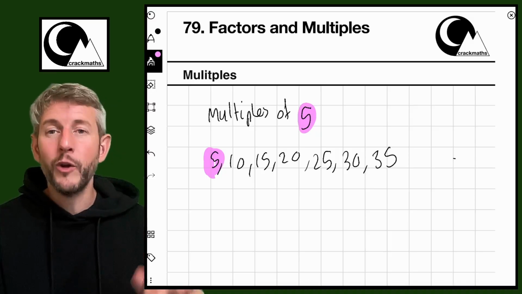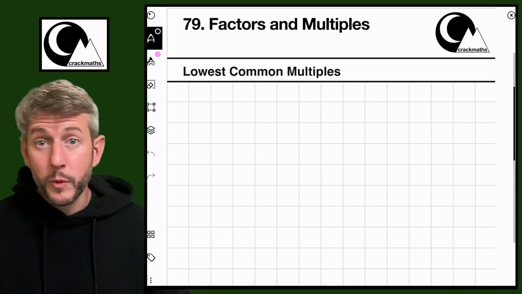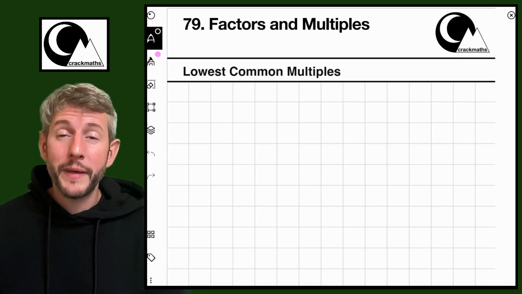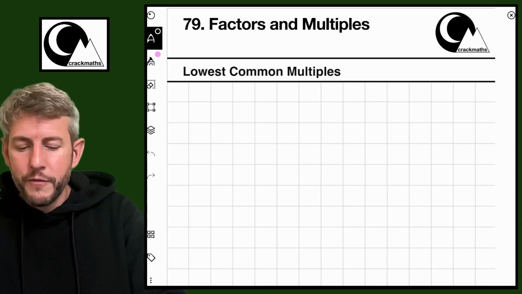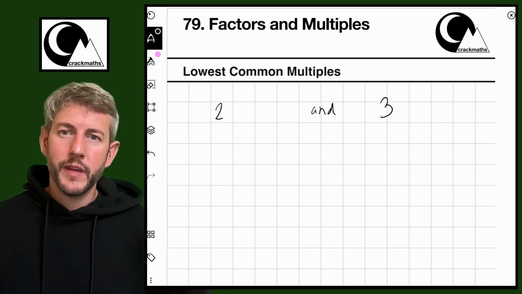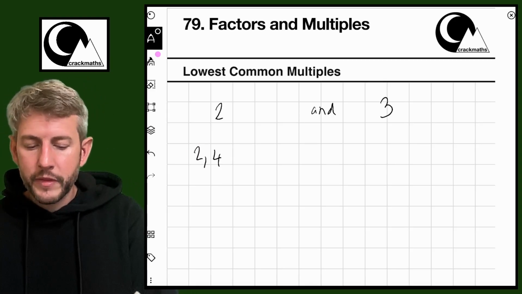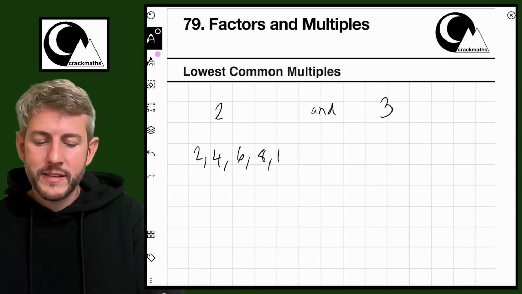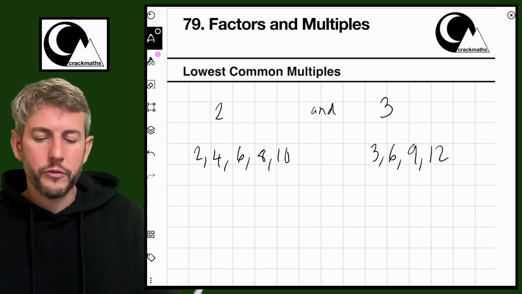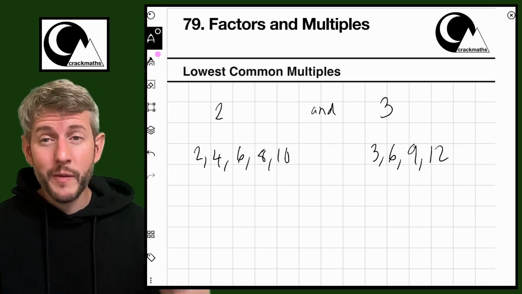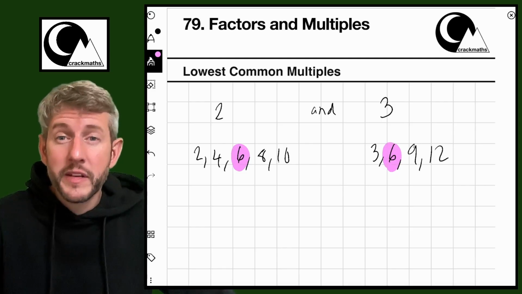Right, let's now look at this thing called lowest common multiples. So lowest common multiple is the first multiple that appears for 2 different numbers. So we're going to need 2 numbers here. So let's go for 2 and 3. And then what we need to do is we list the multiples of each number. So for 2, we're going to have 2, 4, 6, 8, 10. For 3, we're going to have 3, 6, 9, 12. And then the lowest common multiple is the lowest number that appears in both of these lists. So I can see that that is going to be 6.